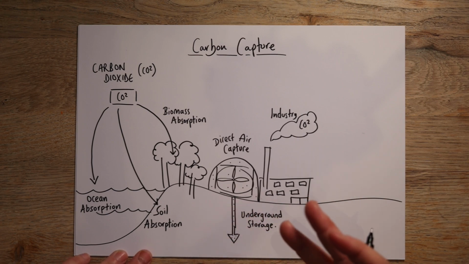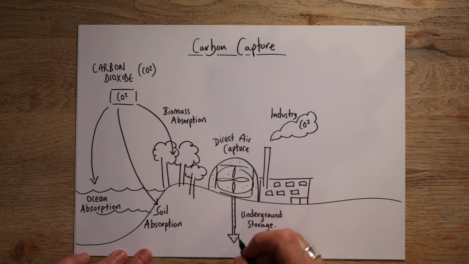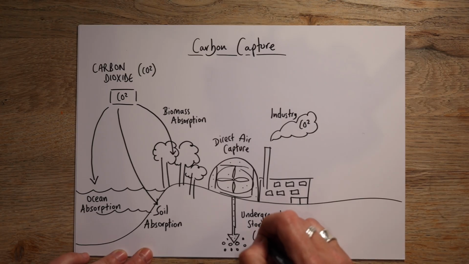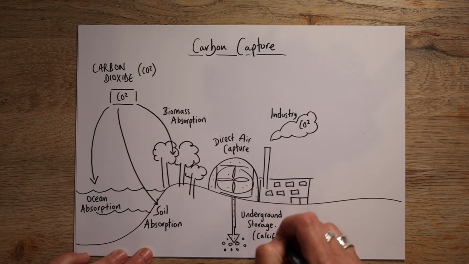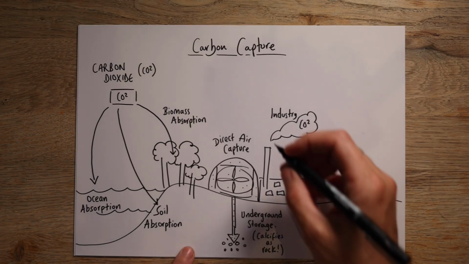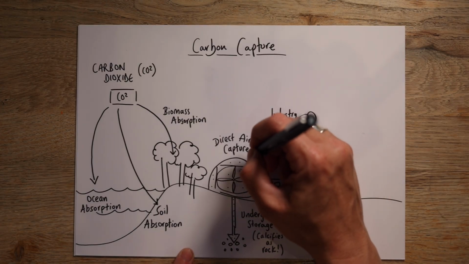It could actually become a bit of a problem for water stores. But for the most part, underground storage is really good, and we want to write in there. So draw sort of these little rocks, and we want to put in brackets it calcifies as rock. So it turns from a gas into a rock, and that's really cool.